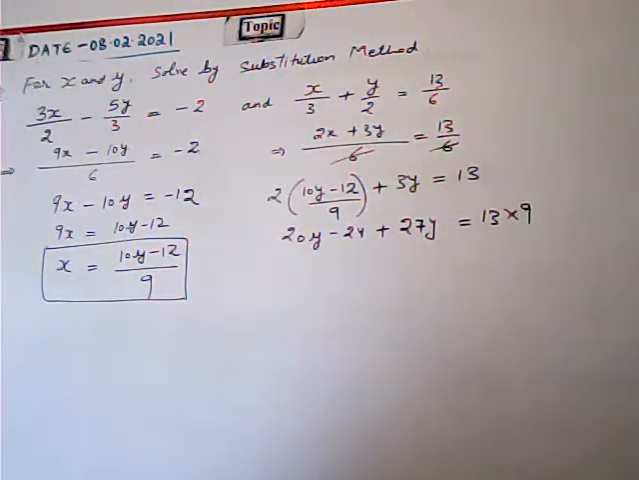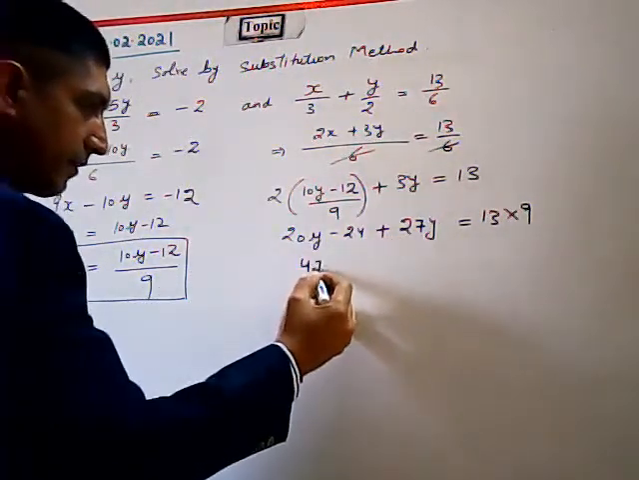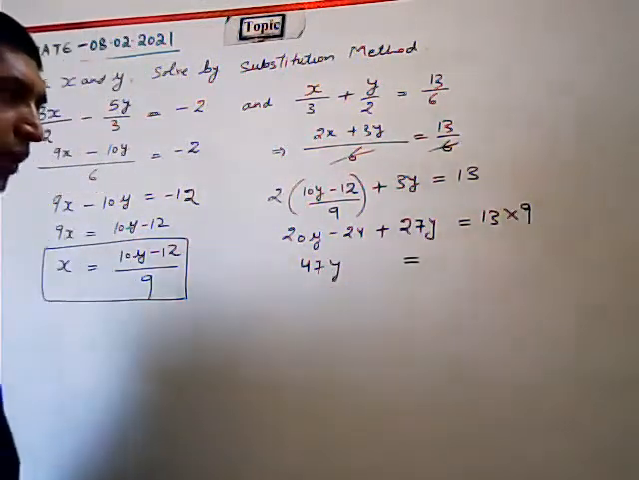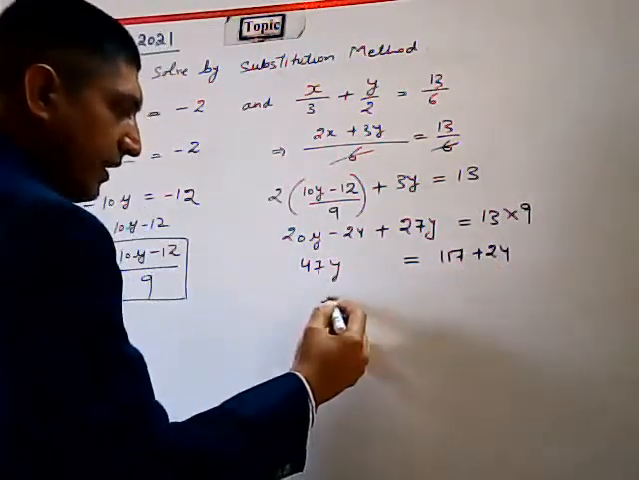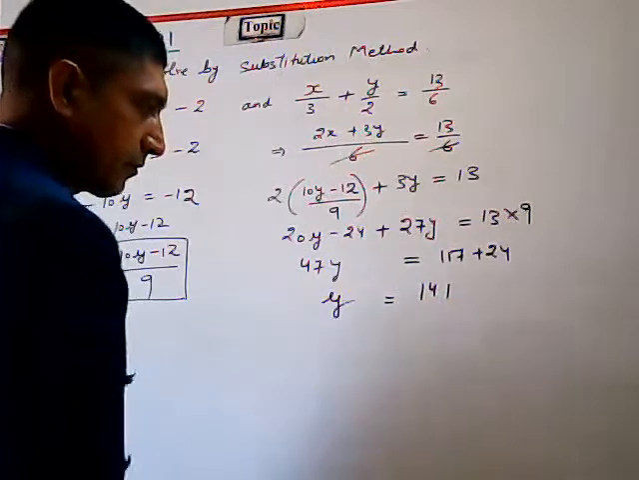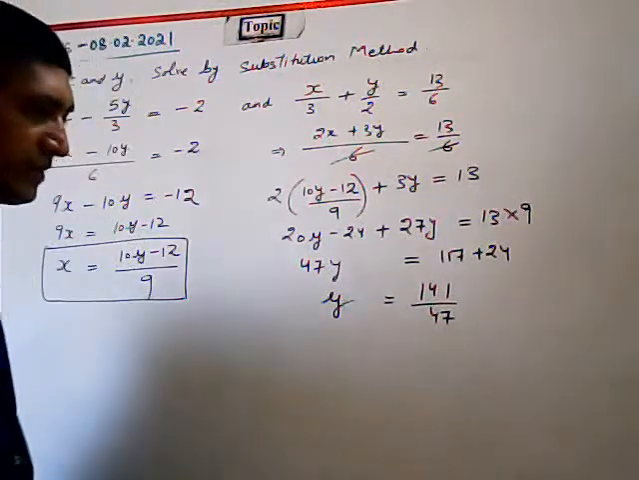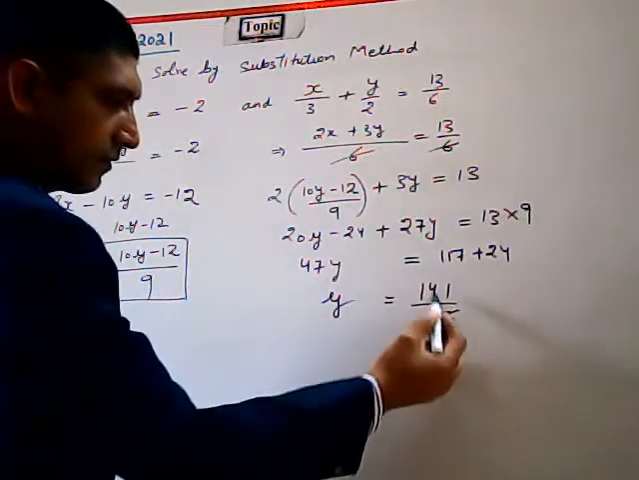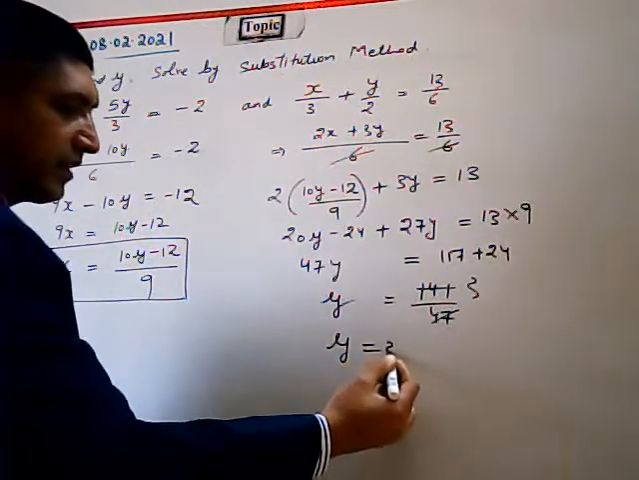So here we have 27, and that is 47y is equal to, so here 117 plus 24. So y is equal to 141 upon 47. So 7 ones are 7, right? 7 3s are 21. So value of y is coming 3.